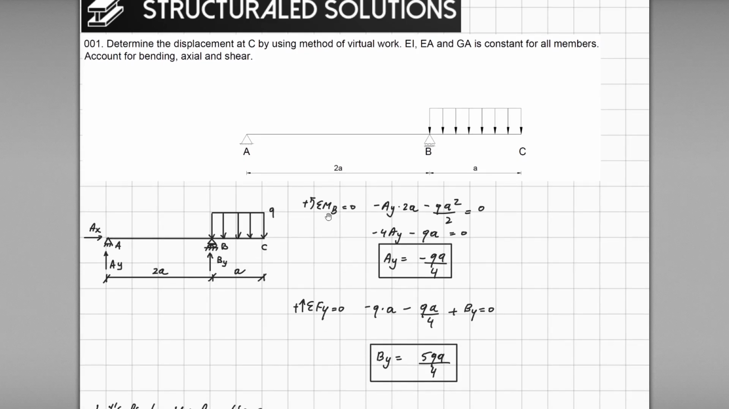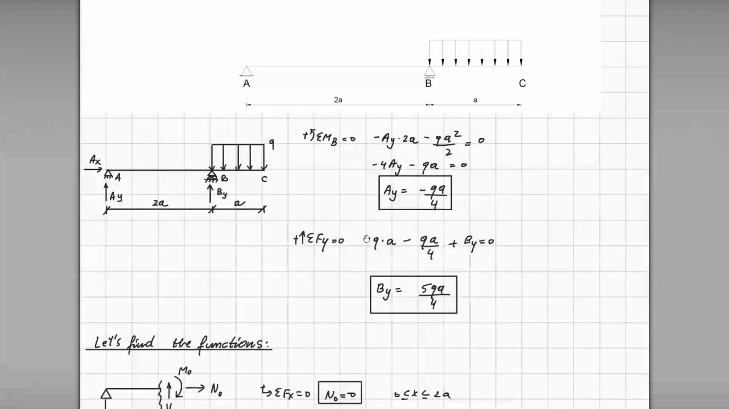If we take, for example, the sum of bending moments at point B, we can find the value of the vertical support reaction at point A. Then we can do the same thing for forces on Y. We can sum them up as we have already found the value of AY. Now we can find the other support reaction BY as shown here, while the reaction component AX is going to be 0 as there is no lateral load acting on this beam.